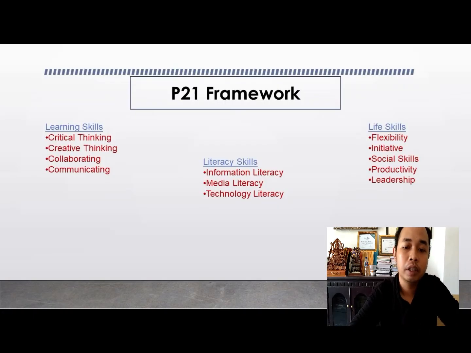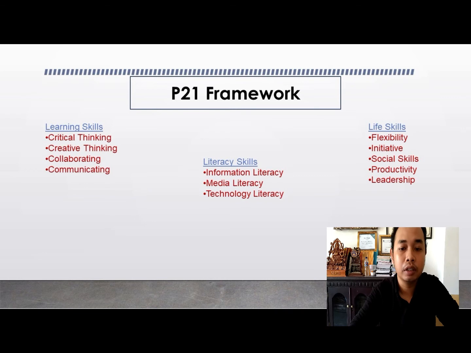Okay, for the key subjects, I provide environmental literacy and health literacy. So the students' project or tasks later on should address the environmental issue and the health issue in the current situation. And also for the P21 framework skills, I provide the learning skills, literacy skills, and the life skills.